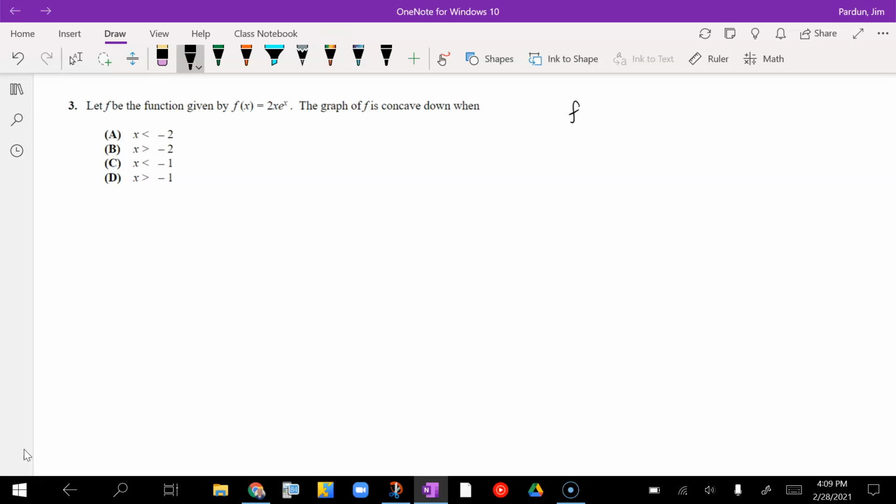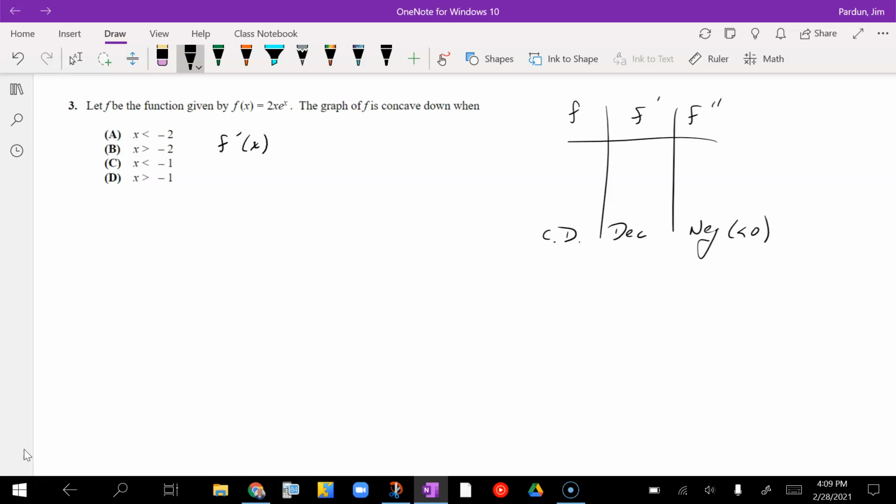All right, so right away I'm going to go to my chart and we're looking for concave down. So I know from my chart that when f is concave down, f prime is decreasing and f double prime is negative, or we can say less than 0. So I'm going to have to find f double prime, and then I'm going to have to do a sign chart on this thing.